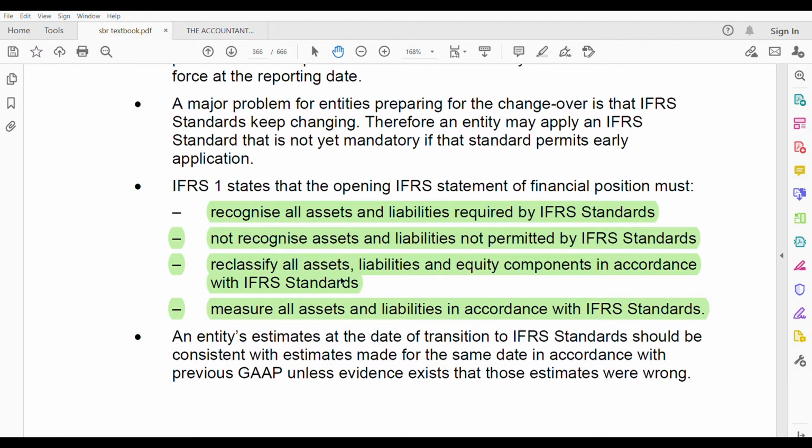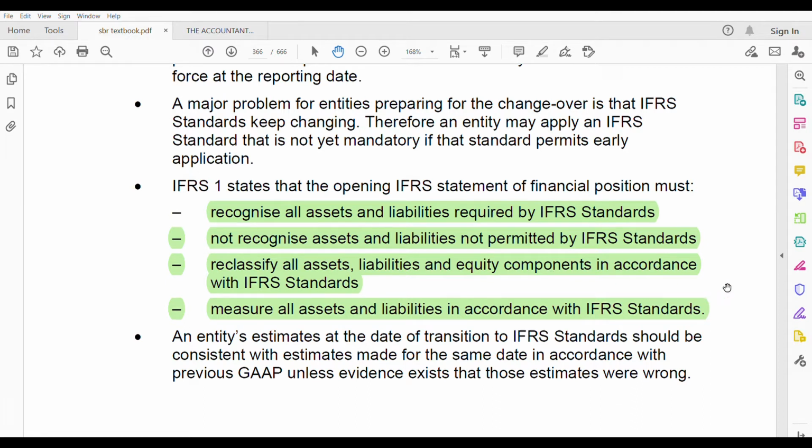Reclassify all assets, liabilities, and equity components in accordance with IFRS standards. For example, according to your previous standard, let's say GAAP, right? You have been recognizing something as an asset. Now you need to reclassify it under IFRS standards. So measure all assets and liabilities in accordance with IFRS standards.